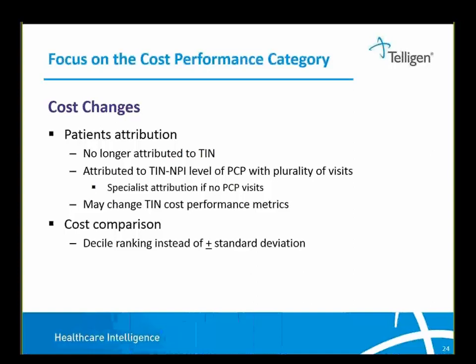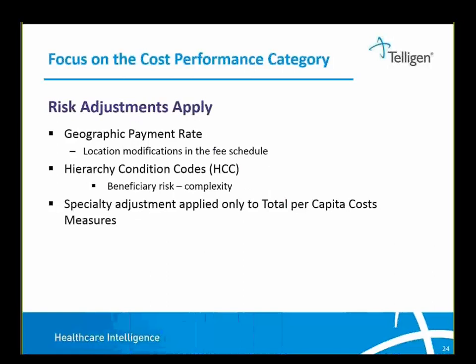Now, the other big change in this cost category: in the value modifier quality tiering, it was compared on a standard deviation of the mean, and now it's going to be on a decile ranking and scored based on deciles. Again, I'm really not sure how this will affect your scoring. There's no real prediction out there that I can find, but that's just a change that you should be made aware of when we talk about how this scoring methodology happens.